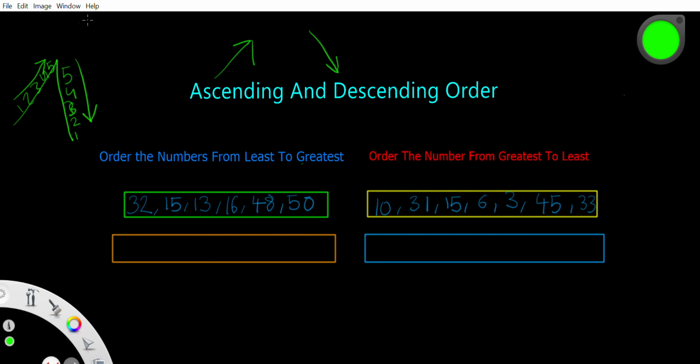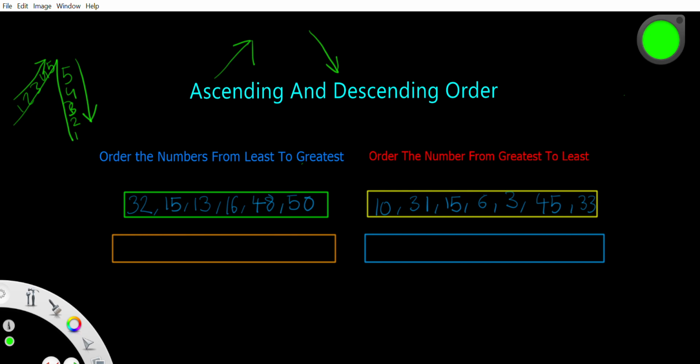Or, as some people know it, it's least to greatest. Least to greatest. So yeah, that's what ascending and descending mean.